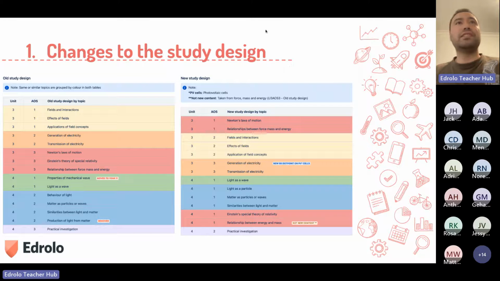That makes it a bit easier. Not that it was ever assessed that often in terms of LED lights and stuff, but the biggest changes really come from generation of electricity, where there's a new study design dot point on PV cells. That would probably be the only brand new thing in the study design. There are some changes to relativity. The major one being relativity's moved from Unit 3 to Unit 4, which I think fits a bit better there. And there's a couple of new dot points in relativity, which we'll go over today, which I say they're new, but I don't think they're necessarily new content when it comes to your teaching. So they're the major changes for next year.